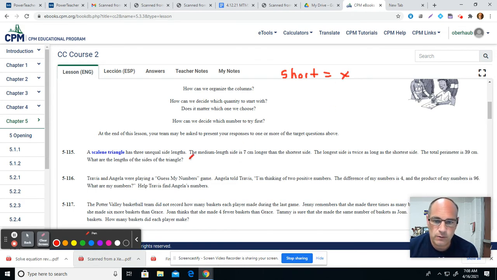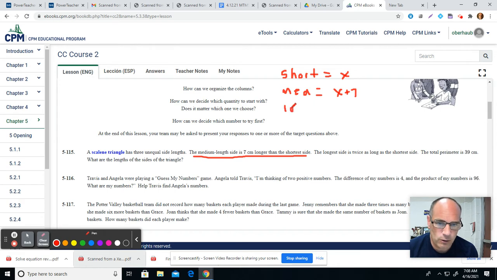Now, if I know the shortest side, I think I can now do the medium side. The medium one is 7 centimeters longer than the shortest side. So my medium is going to be whatever the short side is plus 7 more. So I can write that as the expression x plus 7.